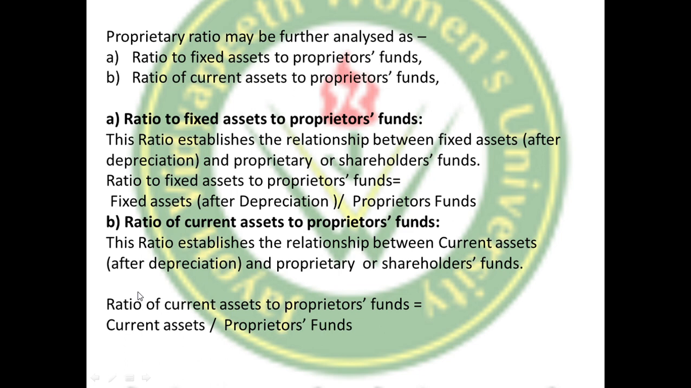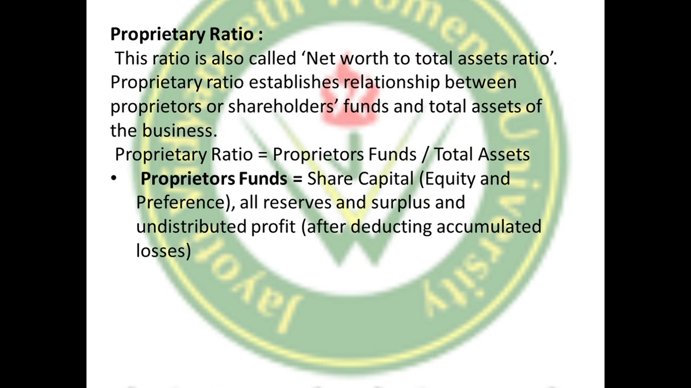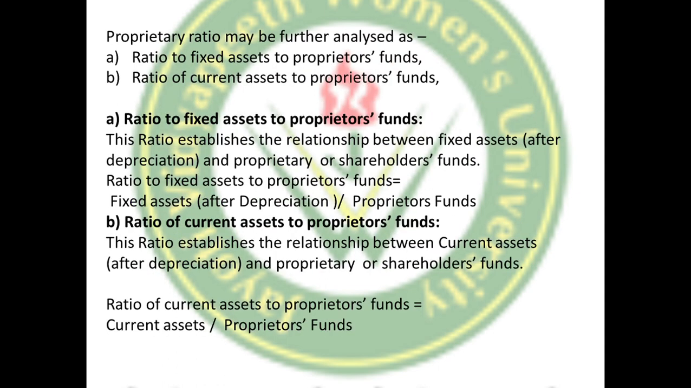Now this proprietary ratio can also be further classified into two parts. First is the ratio of fixed assets to proprietary fund, and the next is the ratio of current assets to proprietary fund. In the first one we calculate the relation between fixed assets and proprietor's funds, and in the second one we calculate current assets to proprietor's fund. The formula we did earlier was proprietary funds to total assets. Next, it can be further divided into fixed assets and current assets also.